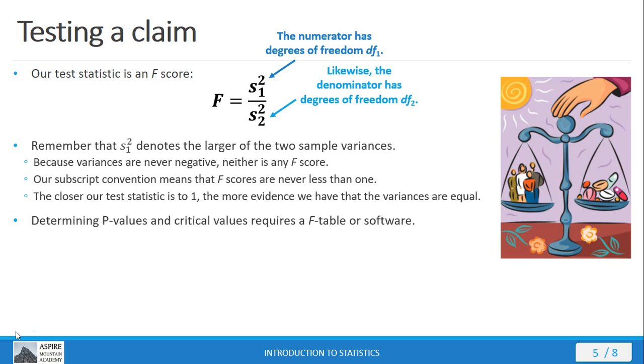And then, of course, to get the p-value and the critical value, you either got to get an F distribution table, which is using the old school approach, or you're going to use software like StatCrunch to calculate it for you.